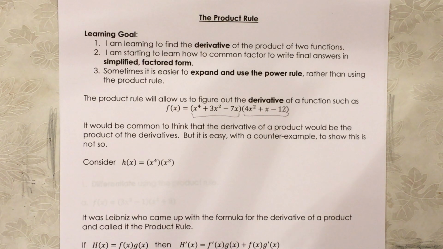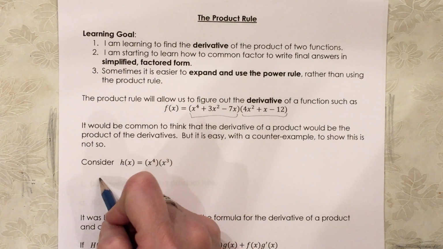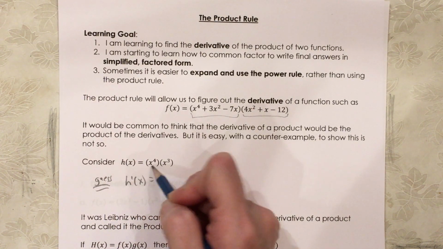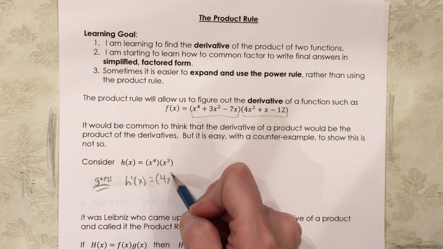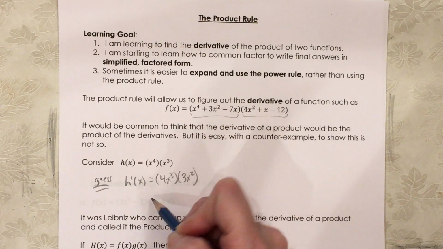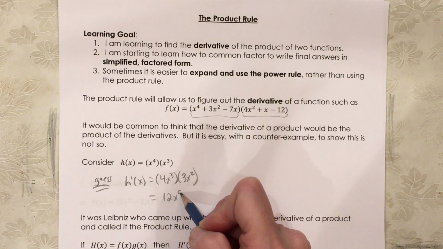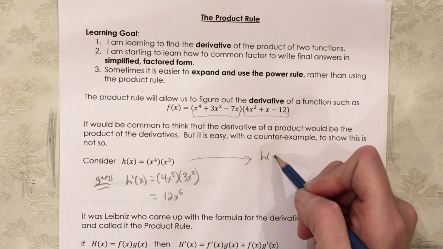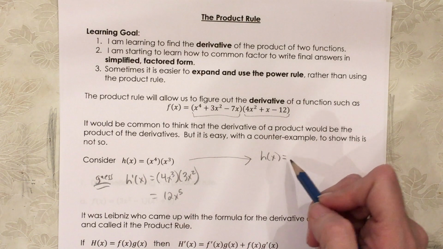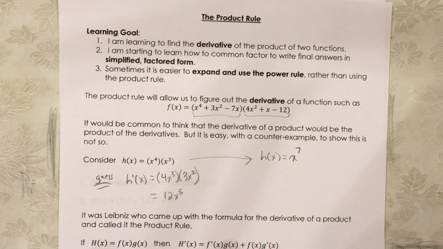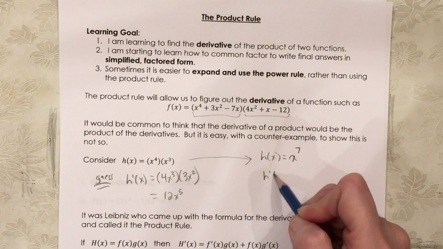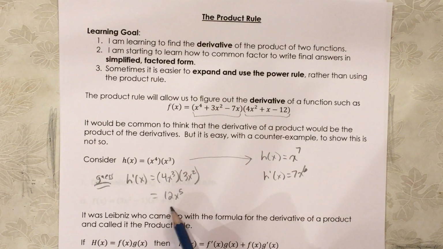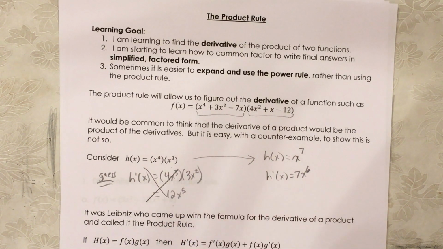So if we have h at x equals x to the fourth times x cubed, and our guess was that h prime at x would just be the derivative of the first one times the derivative of the second one. That would give us 12x to the fifth for our derivative. But if we use the power rule and we multiply first, we know that when we multiply powers with the same base, we keep the base and add the exponents. And then we definitely know from yesterday that h prime at x should be 7x to the sixth. Definitely not 12x to the fifth, so this is definitely not the power rule.